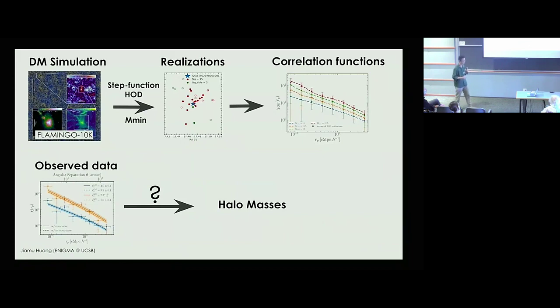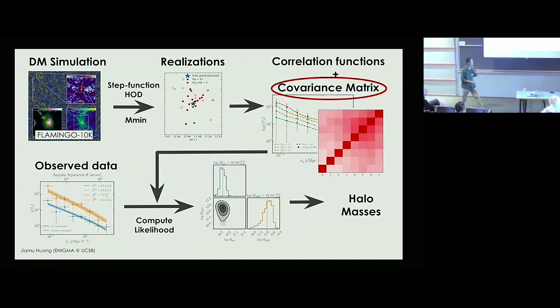On the other hand, we have the observed data, and from that we compute the correlation function. This sounds easy, but it's not really easy to do because we have a complicated selection function. But from the data, how do we infer halo mass? The answer is to use simulation to generate a covariance matrix, and the cosmic variance is already encoded in the covariance matrix. From the covariance matrix, we can compute the likelihood, and then we infer dark matter halo masses.